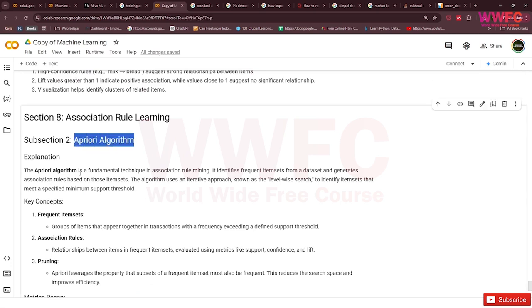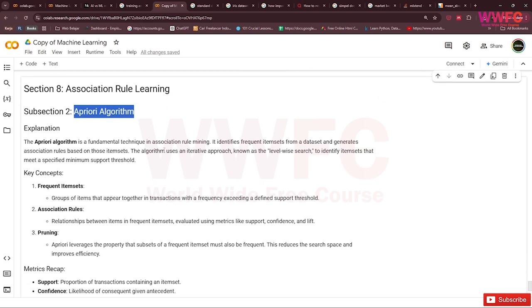The Apriori algorithm is a fundamental technique in association rule mining. It identifies frequent item sets from a data set and generates association rules based on those item sets. The algorithm uses an iterative approach known as level-wise search to identify item sets that meet a specified minimum support threshold. The key concept is groups of items that appear together in transactions with a frequency exceeding a defined support threshold. The relationships between items in frequent item sets are evaluated using metrics like support, confidence, and lift.